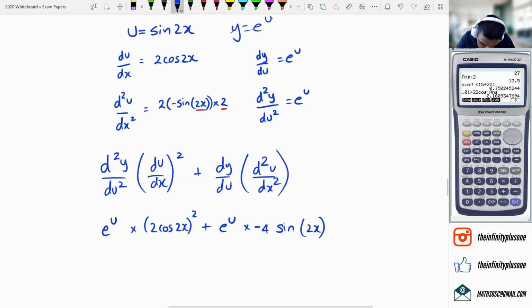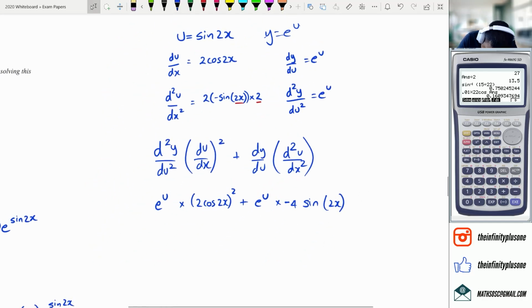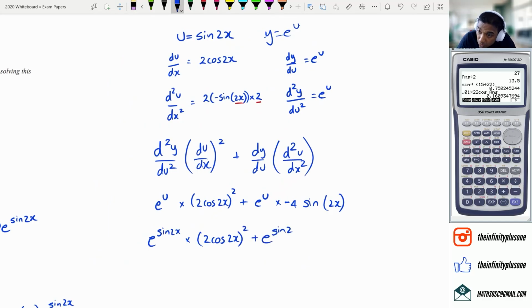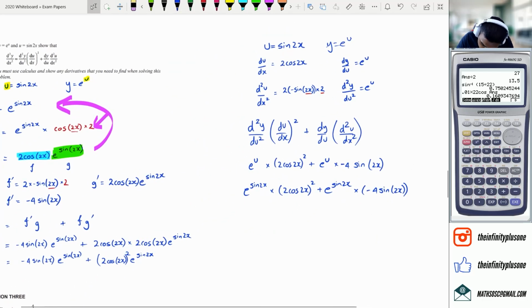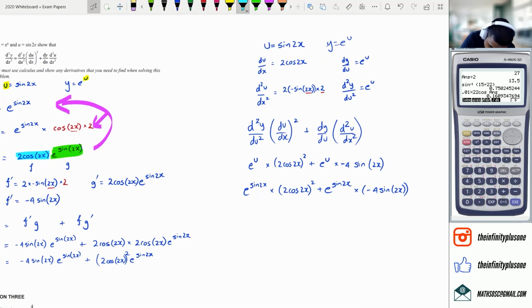Now, because u is equal to sine 2x, we can actually rewrite this as e^(sine 2x) multiplied by (2 cos 2x) squared plus e^(sine 2x). Yeah, as you can see, my head is right down trying to figure this question out. Multiplied by negative 4 sine of 2x. And I believe we have them equal to each other for the right-hand side. Let's just double check it.